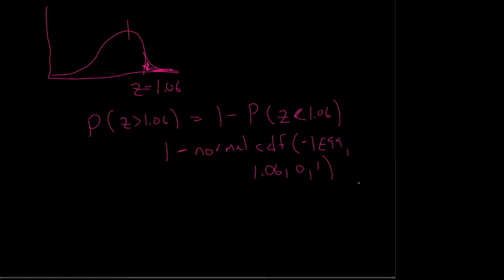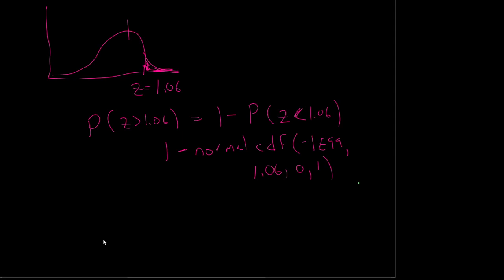1 minus, I go to second and distributions, and I'll use the normal CDF. The only thing I have to change here is this is now 1.06. So enter, enter, I'll paste all that in, and I get that everything to the right of that is 1.4457. I think if you use the tables in the book, you get 1446.